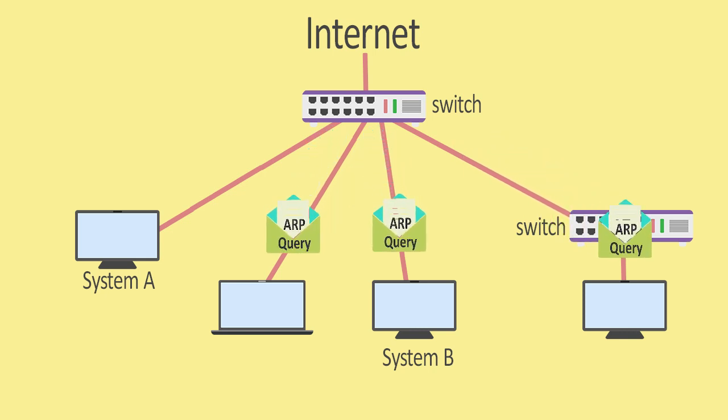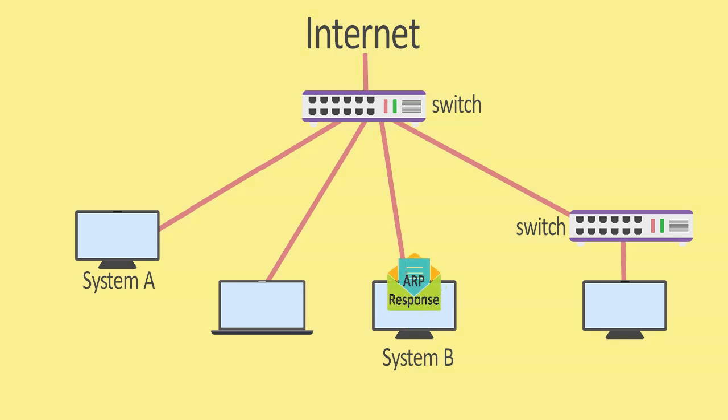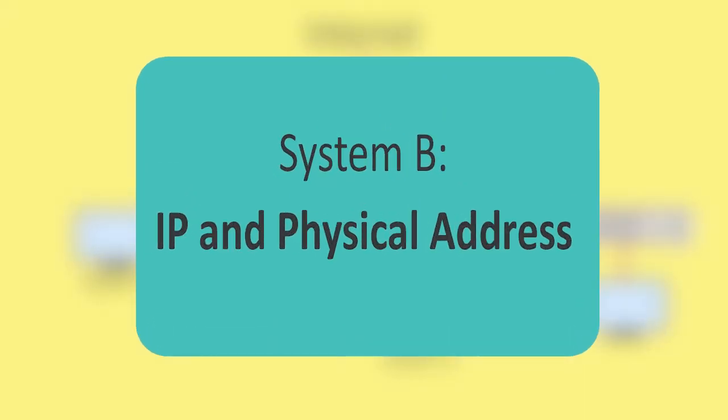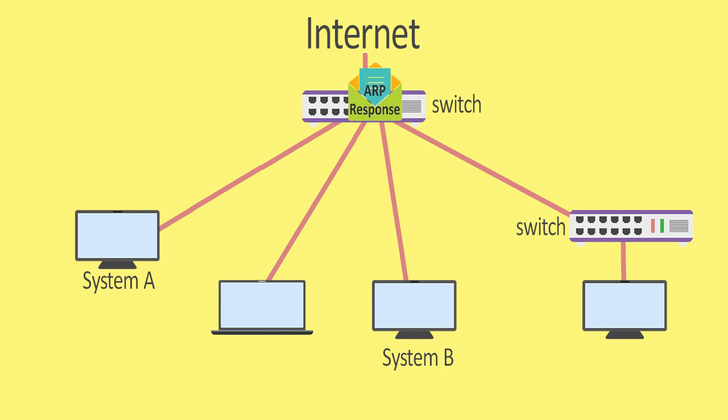Every device or host in the network receives this packet and matches its IP address with the destination IP address of the packet. Only the intended recipient, that is System B, recognizes the IP address and sends an ARP response. This reply or response contains the IP and physical address of System B. This packet is unicast type, as the System B knows the IP and physical address of the inquiring device.